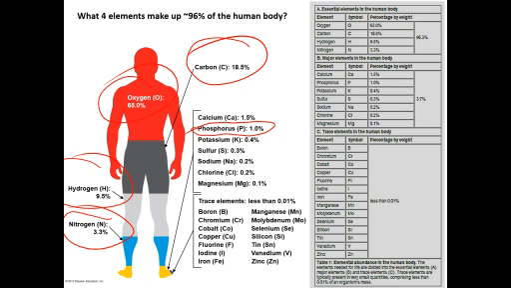Phosphorus, phosphates. Phosphates are important in phospholipids. They're important in DNA, RNA, and something called adenosine triphosphate. All these have in common phosphorus. So it's a very important element.